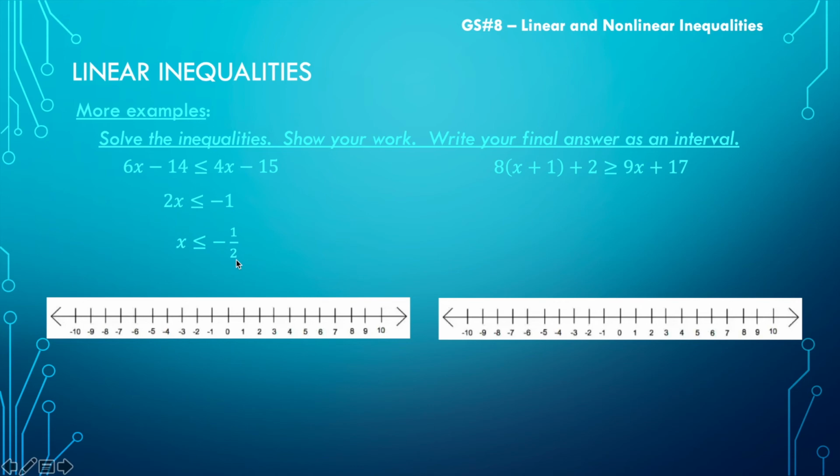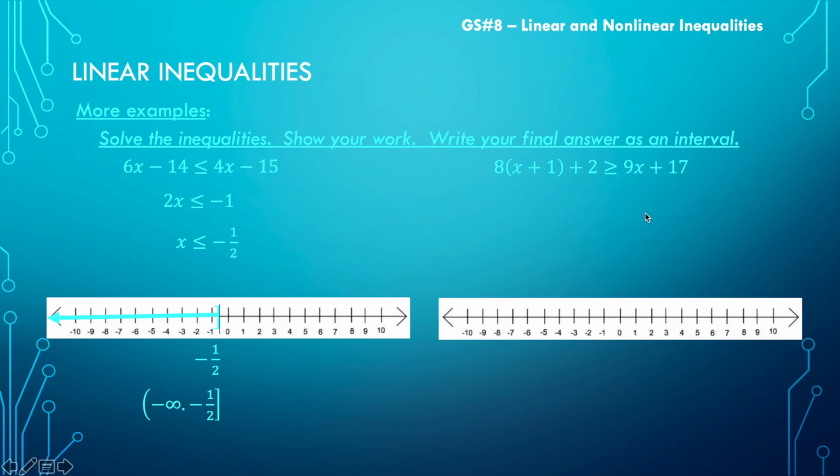Find that on the number line. -0.5 about right here. And it would be everything less than or equal to that value, so to the left of that. And we would use the bracket here because we are including the endpoint because of that equal sign as part of our inequality. So our final answer is negative infinity to -1/2, including that endpoint.